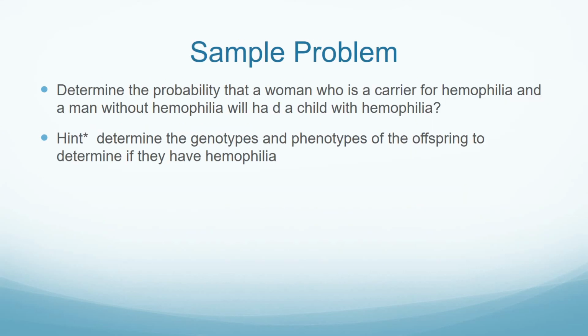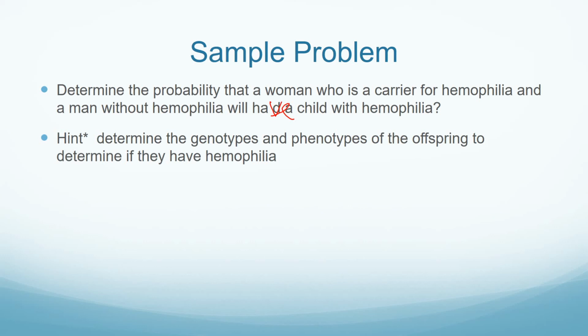Okay, let's get down to our Punnett squares with a sample problem. It says to determine the probability that a woman who is a carrier for hemophilia and a man without hemophilia will have a child with hemophilia. This should be "have," not "had." You can make that change there. Now, a hint: you have to determine genotypes and phenotypes of offspring to determine if they have hemophilia.